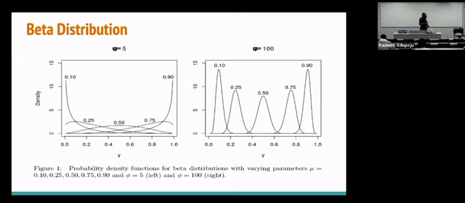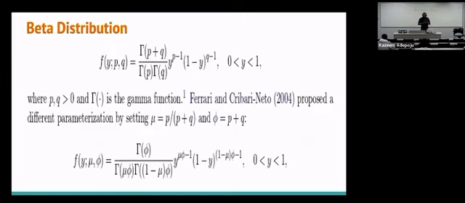Now, if you take a look at what I'm displaying now, I'm displaying how flexible the beta distribution is when we vary the parameters, as you can see. So this is a probability density function. But before I show you all of that, I need to show you the statistical architecture of a beta distribution. The beta distribution is defined as what you're seeing now.